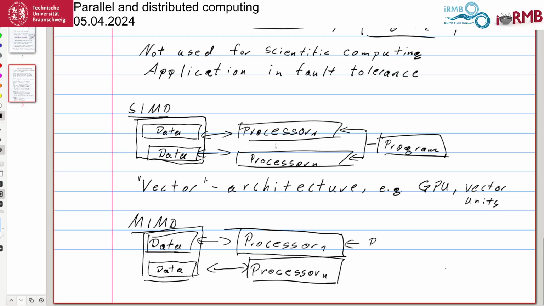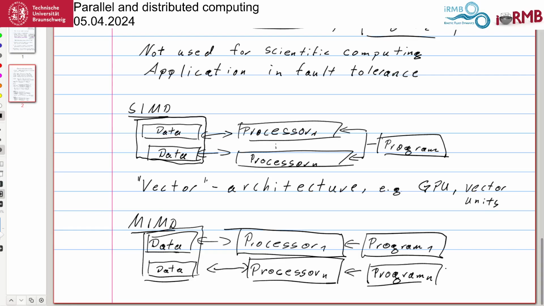And here is program 1, and program N. So this down here, they look pretty similar to the single instruction, single data. The only difference is that they can also access data, the data does not necessarily have a boundary, so they can cross-access some data.